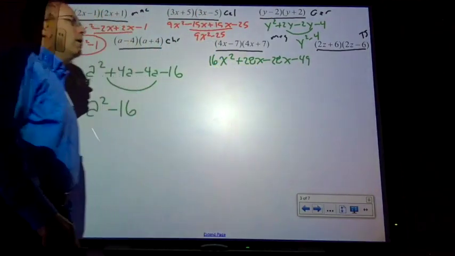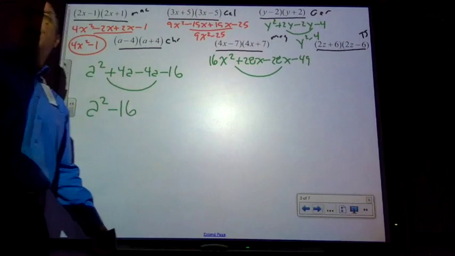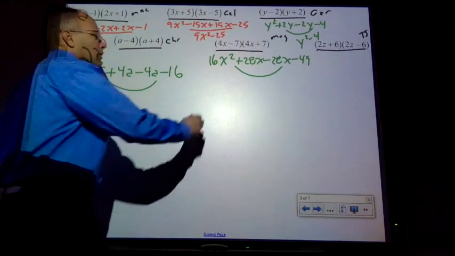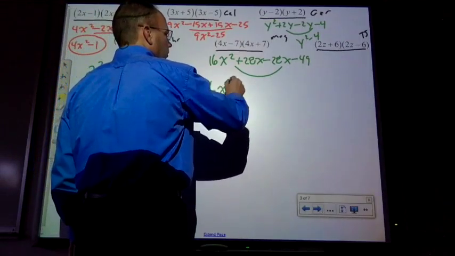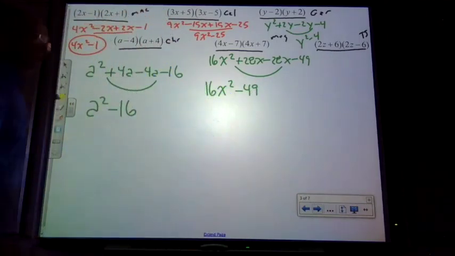Is that okay so far? What happens to the positive 28x and the minus 28x? They're gone. So I get this. Cool. TJ, will you double check my work?